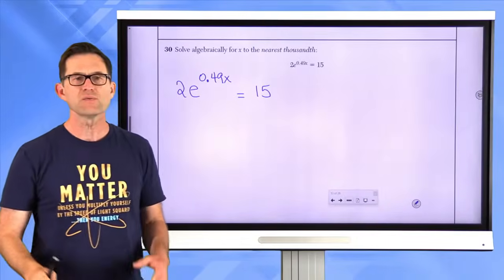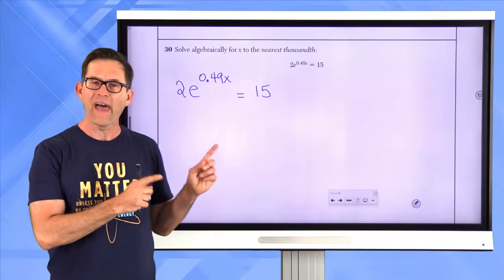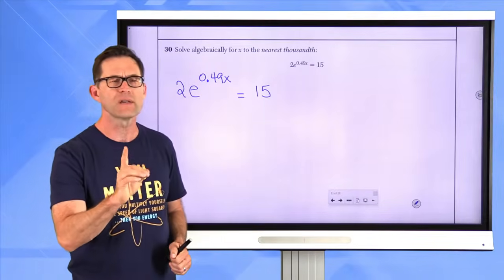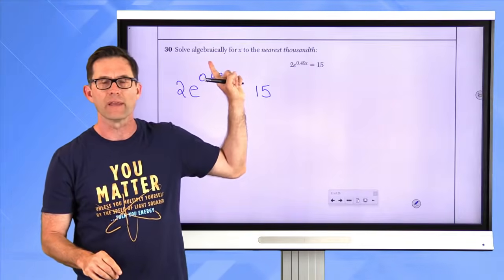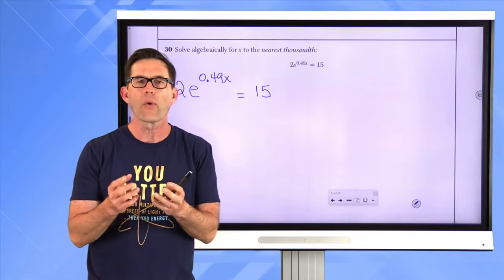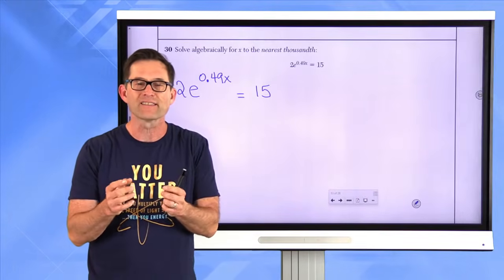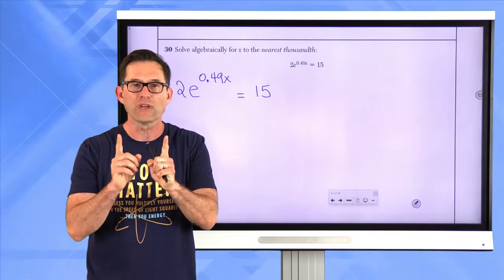All right, so let's walk ourselves through this. X only shows up once. And whenever x shows up once, and only once in an equation, and you have to solve it algebraically, then I want you to unwrap x. I want you to get rid of everything that's been done to x in the opposite order in which it's been done.